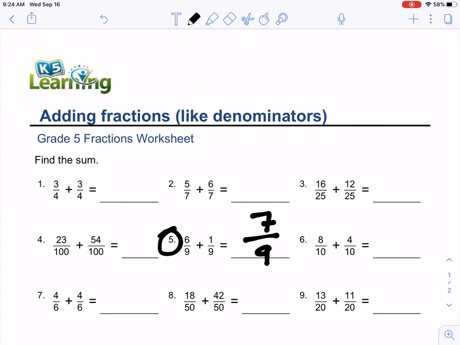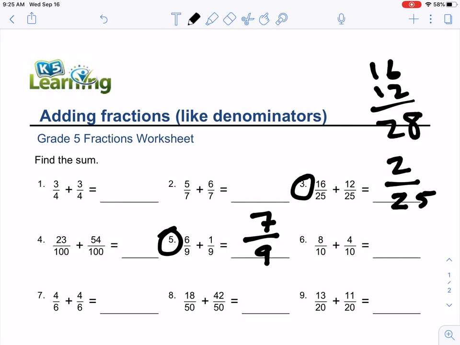Now let's take a look at number 3. We have 25 as our denominator, so we're going to start by writing that down. And then we're going to go 16 plus 12. 6 plus 2 is 8, 1 plus 1 is 2, so you wind up with 28 on top.